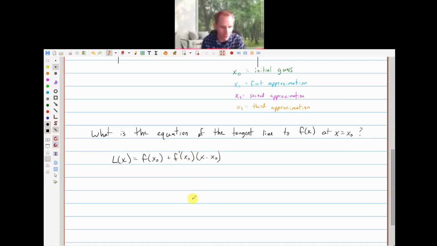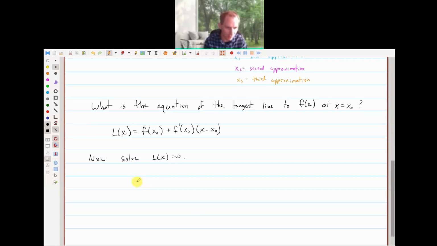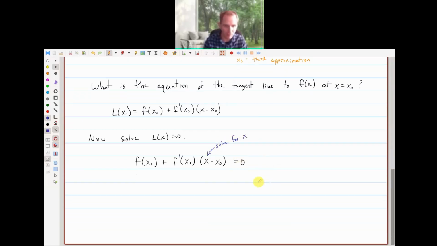All right, now the only thing I need out of the equation of the tangent line is where the tangent line hits 0. So now what we're going to do is say, now solve L of x equals 0. So I'm going to have f of x0 plus f prime of x0 times x minus x0 equals 0, and I want to solve for x. Okay, so we're going to start by subtracting f of x0 from both sides.